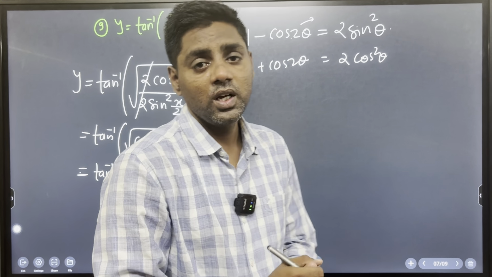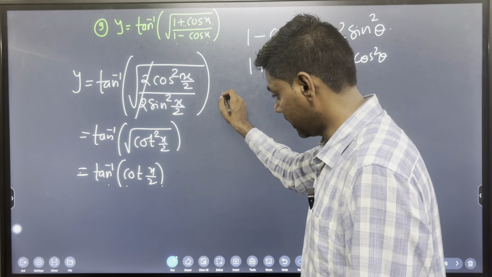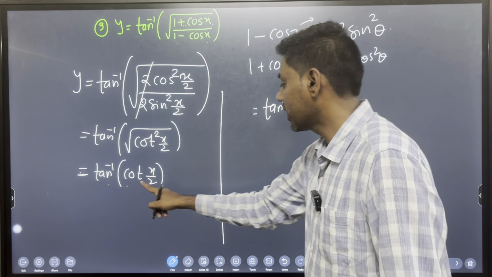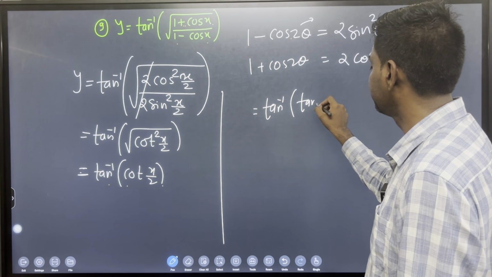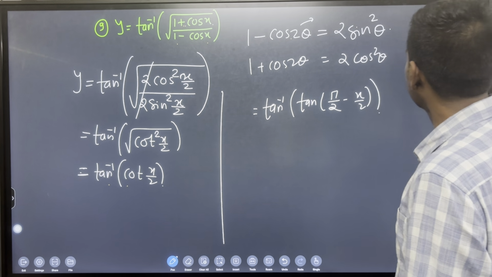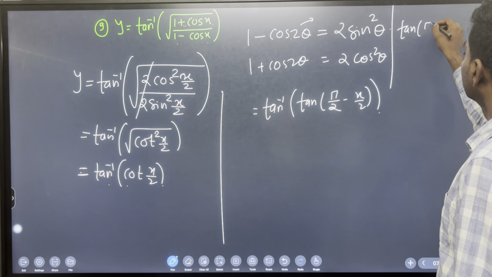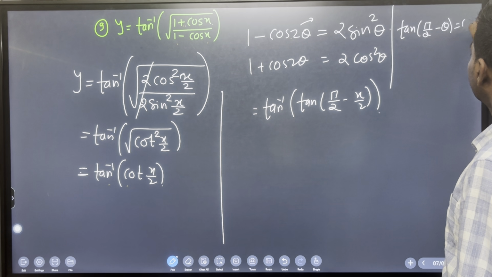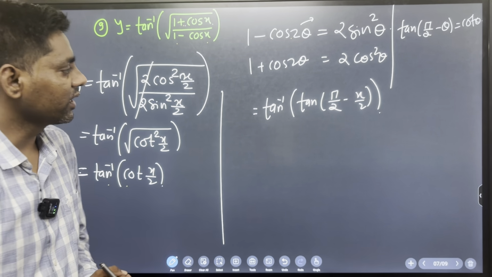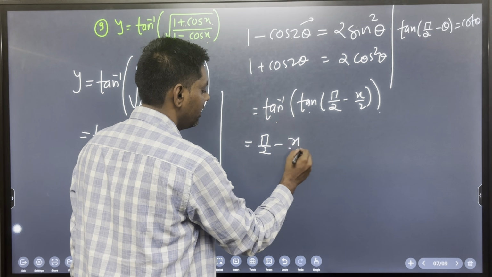Very simple. Whenever tan inverse is given and cot is given differently, just use the allied angle to solve. So cot x by 2 is the same as tan of pi by 2 minus x by 2. Remember the formula, tan of pi by 2 minus theta is equal to cot theta, the allied angle formula. So according to the allied angle formula we make the same, and now it gets cancelled, and the answer is pi by 2 minus x by 2.